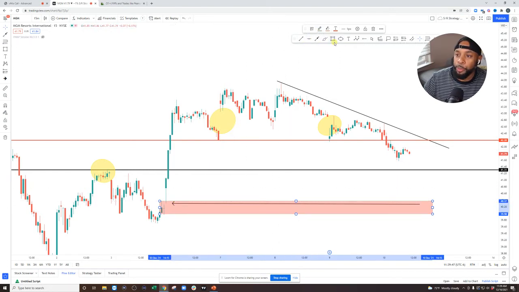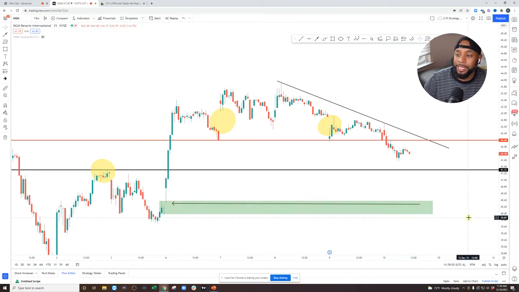Take this down for your notes, please. When price has not revisited the zone in a while, that is a fresh zone, and it is great probability. Not good probability, great probability, ladies and gentlemen. Great probability.